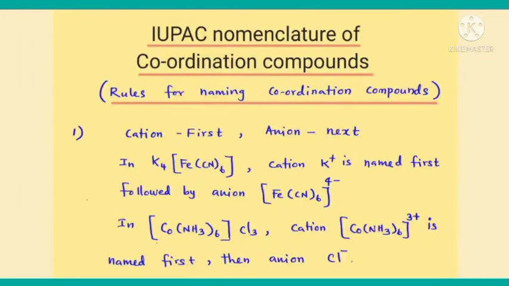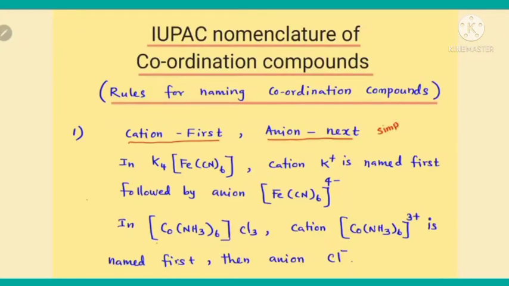In this video I am going to discuss the IUPAC nomenclature of coordination compounds. That is, I am going to discuss the various rules which are used for naming coordination compounds. So point number 1: while naming coordination compounds, the cation is named first, followed by the name of the anion. This rule is similar to simple salts.